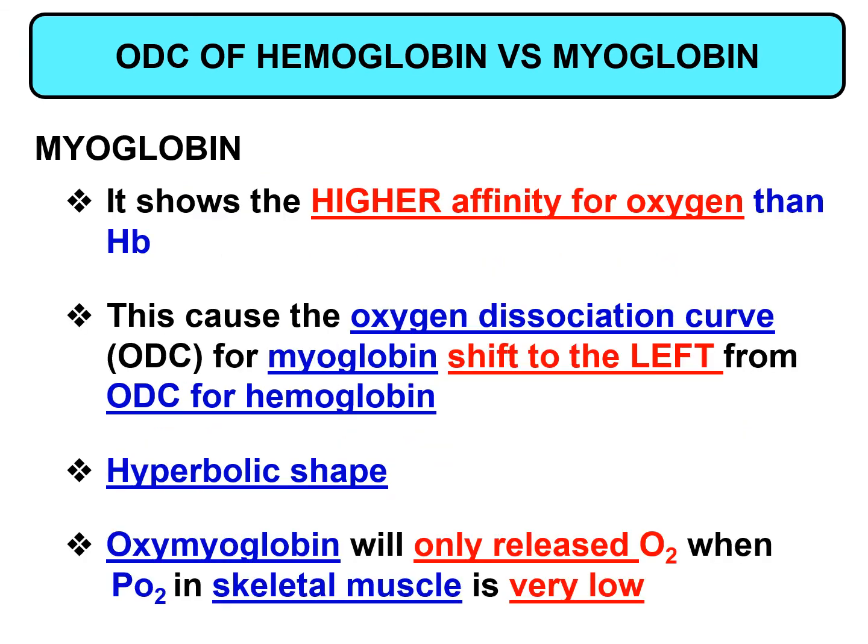Myoglobin shows higher affinity for oxygen compared to hemoglobin. This will cause the oxygen dissociation curve for myoglobin to shift to the left. Meaning that, this is the graph. The ODC for hemoglobin is sigmoid, while for myoglobin it is on the left side of the ODC for hemoglobin. So this is for the myoglobin, this is for the hemoglobin.